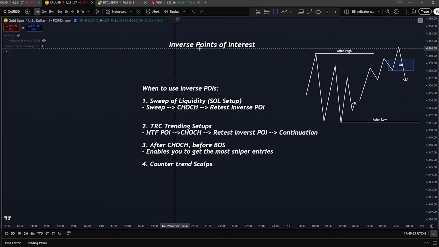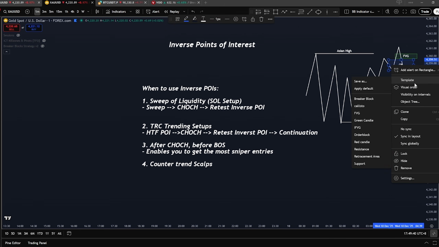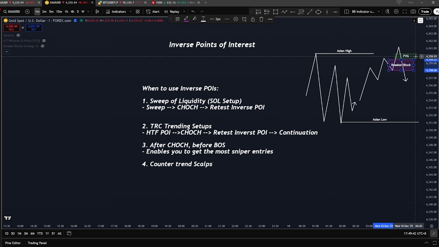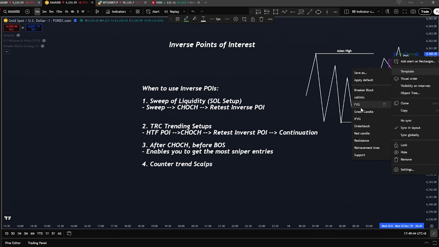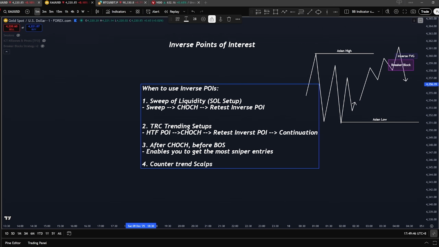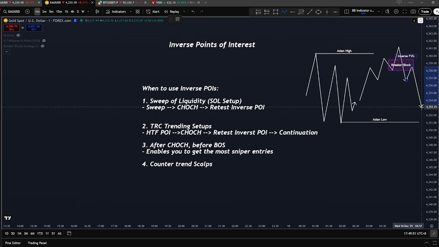Were there any bullish fair value gaps right here? If there is, good. When the market here creates that change of character, it activates that. This becomes a breaker block. This becomes an inverse fair value gap. Areas in which price can retest to look for continuation sells.